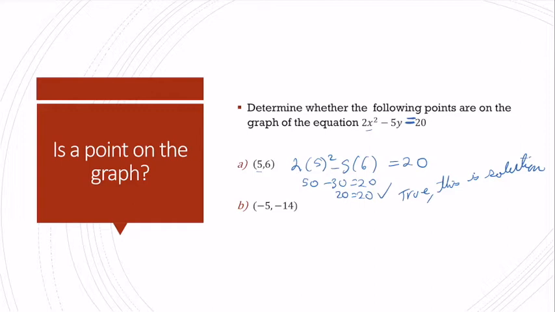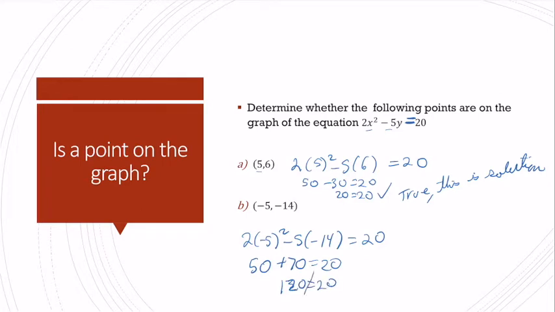Let's take a look at this next example. I have 2 times negative 5 squared. Again, substituting in, minus 5 times negative 14 equals 20. 2 times negative 5 squared is still 50, but 5 times negative 14, that's going to be a positive 70, equals 20. That means 120 equals 20. Is this a true statement? No, this is false. So this point is not a solution because it does not satisfy the equation, and it wouldn't be on the graph of this. This would be a parabola.